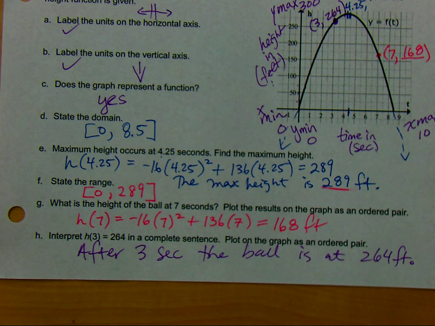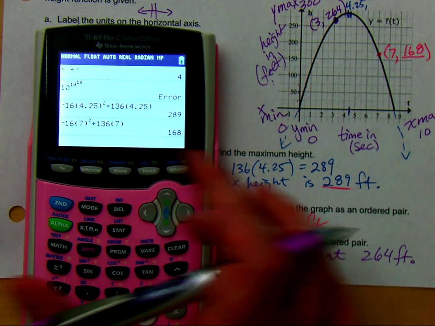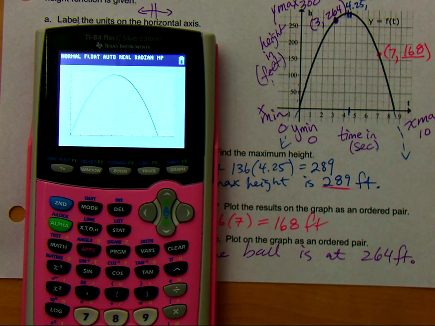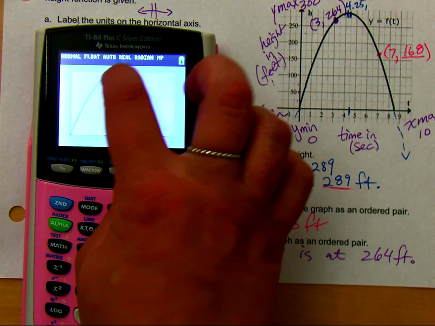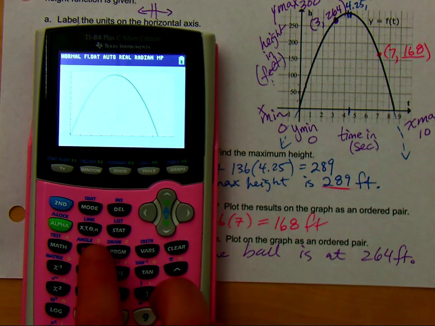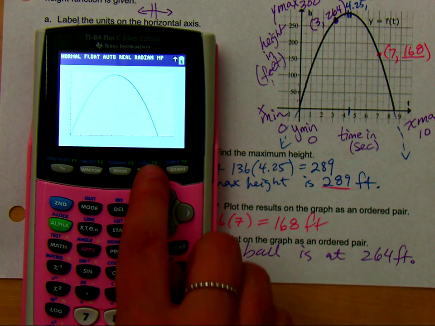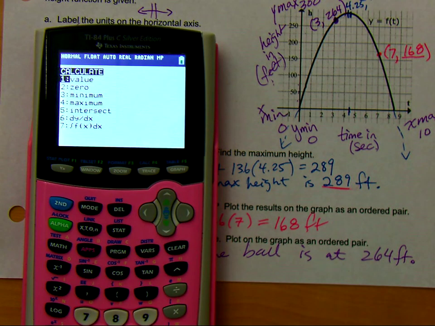While I'm at it, since I have the graphing calculator handy right here and I have the graph, let me just show you one more thing, and that's how you could actually find that maximum height and check that, because we plugged it in, but if you wanted to find that maximum, there's actually a way to do that. If you go to second trace, you get a calculate menu, and you have value, 0, minimum, maximum, intersect, and then some other things that are going to be more relevant for your calculus classes.